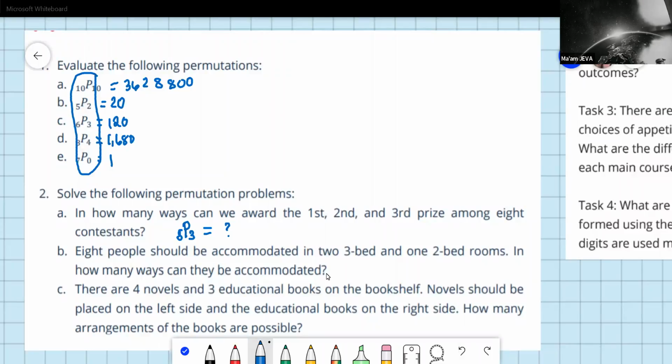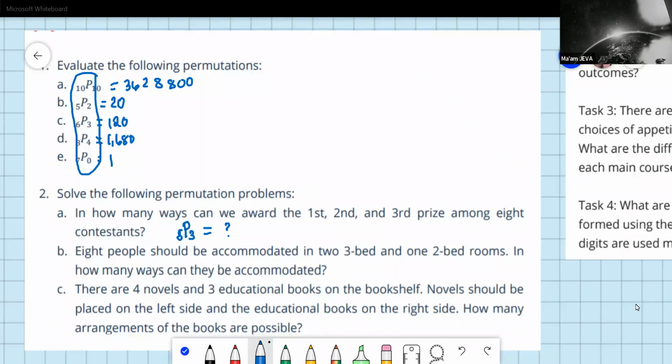Letter B and letter C. Okay, so we were going to go back to that. We will continue first to discuss, then we will go back to this problem. Okay, so we will continue. Okay, so naay answer ang uban. B is 6. Okay, but you write down the permutation here like this. Pariha aning sa number 2 letter A.